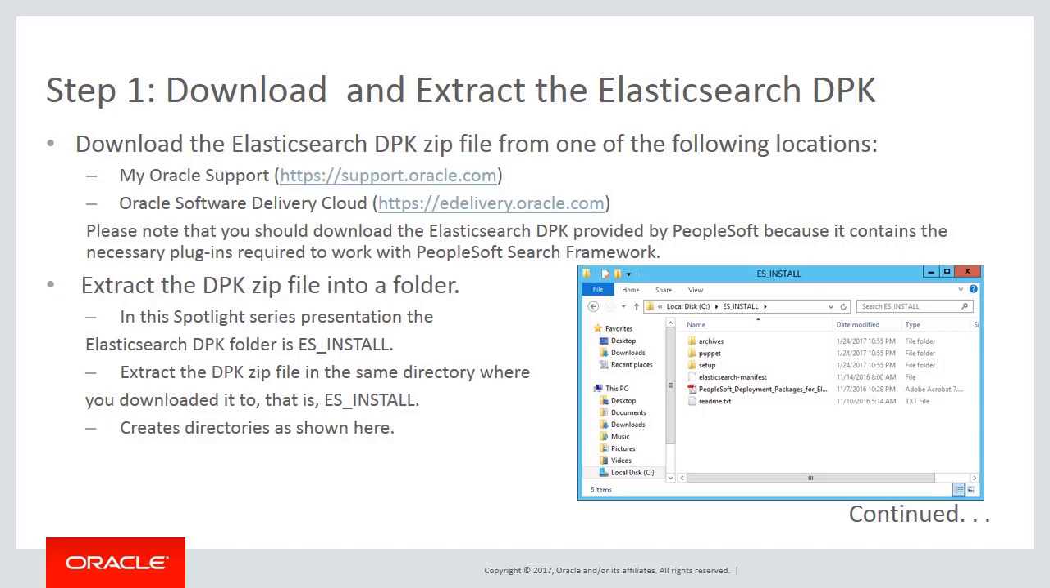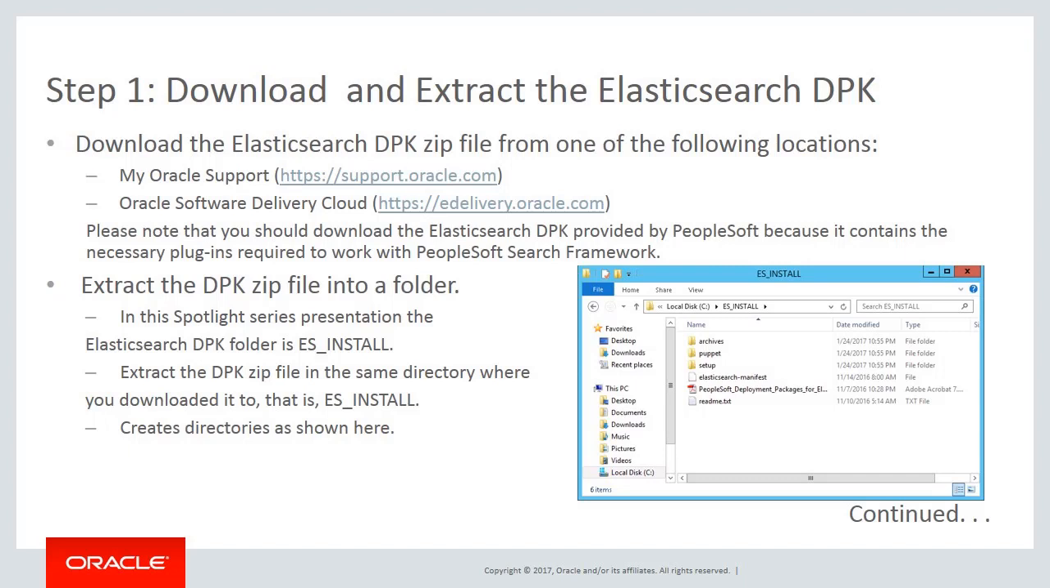You must then extract the Elasticsearch DPK zip file. Download into an empty directory and extract the entire contents of the zip file in the same directory where you downloaded it to. Note that in this presentation, we'll refer to the es_install folder as the location where the Elasticsearch DPK is downloaded and extracted. After you download and extract, the following directories will be created. Archives directory. This includes archives for deployment.